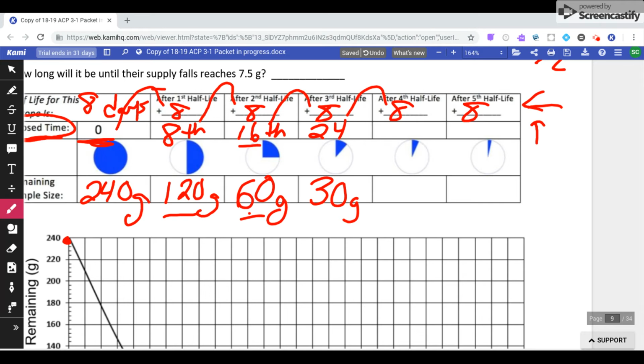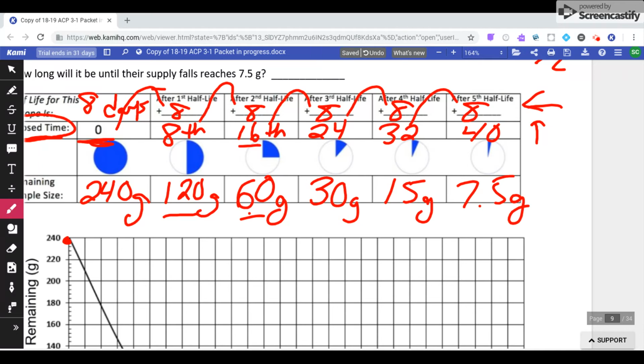Another 8 days goes by. Now we're on the 32nd day. 30 gets cut in half. We're down to 15. And finally, 32 plus 8 is we're on the 40th day. 15 gets cut in half, 7.5 grams. So you can fill out this table.